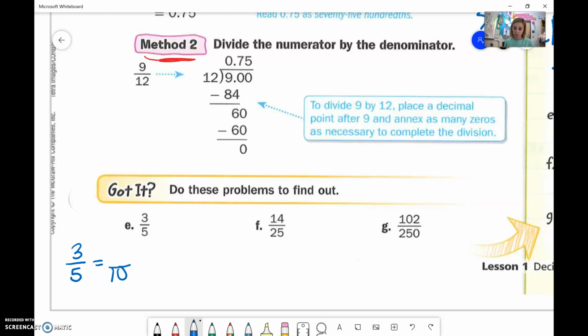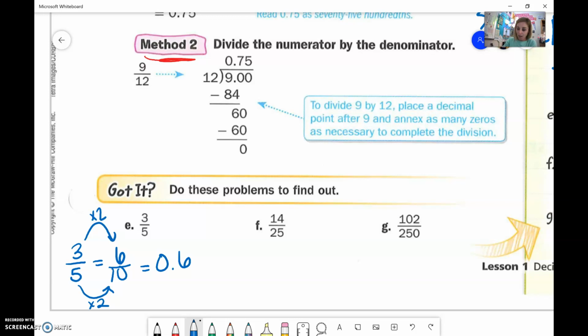10,000, or 100,000. But looking at this, what can I do, multiplying or dividing, to get from 5 to 10? I can multiply it by 2. If I multiply the bottom by 2, I have to multiply the top by 2. So I'm going to multiply this by 2, and I get 6/10. So we're going to write that as a decimal. 0 and 6/10. Okay?